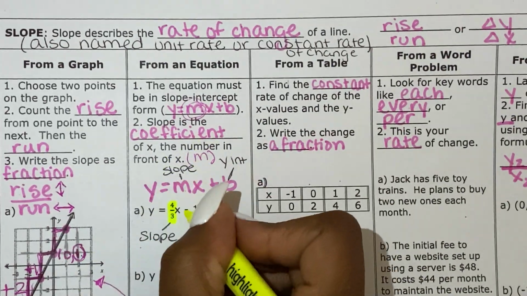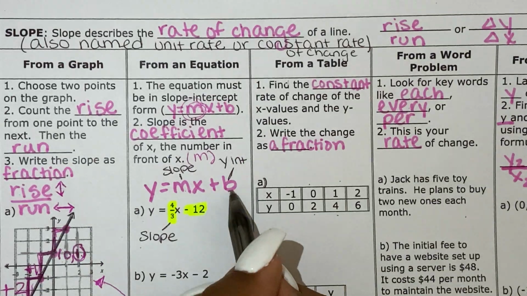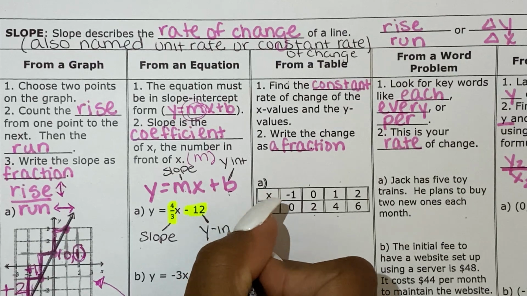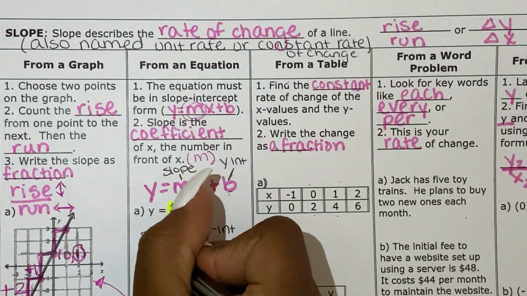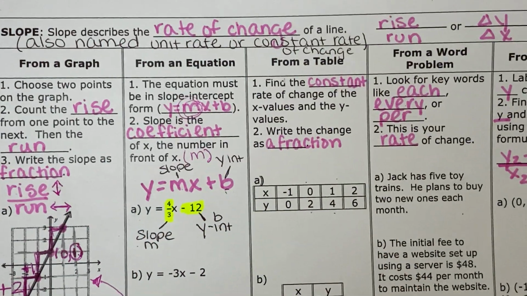And -12 took place of that b right there, so that's gotta be my y-intercept. Okay? That took place of m. This took place of b.